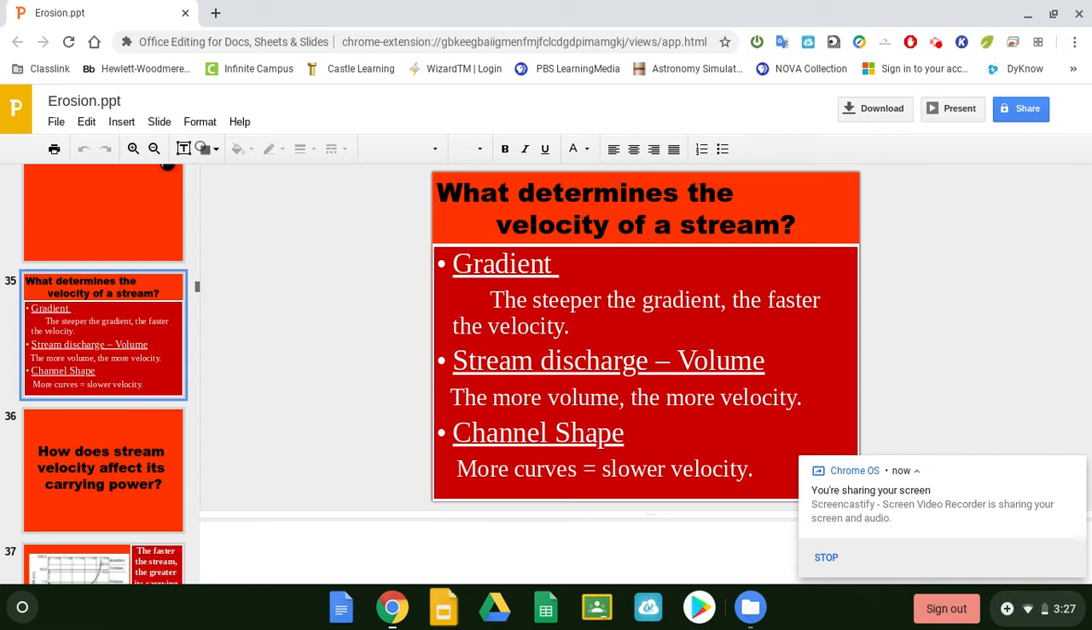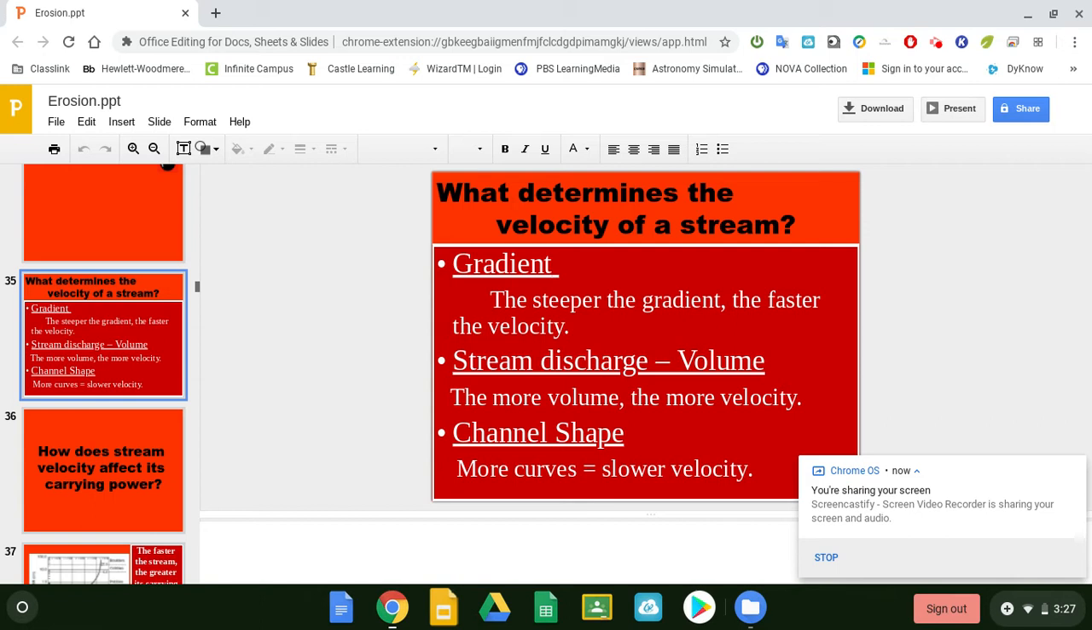So we're going to talk about stream velocity. Remember, there's all erosion. So we're talking about how the stream is going to move rocks downstream, move rocks with the water. So velocity is speed. The speed of the stream is dependent on some things.